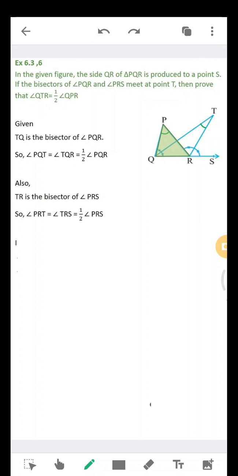Next we have another bisector TR here, isn't it? This is the bisector of PRS. Okay, TR is the bisector of PRS. So TR divides PRS into two equal parts, that is, one is PRT, another is TRS. Okay, PRT is equal to TRS, each equal to half of PRS, because RT is the bisector. So we have got two conditions. We will be using these two conditions if required in the next step.